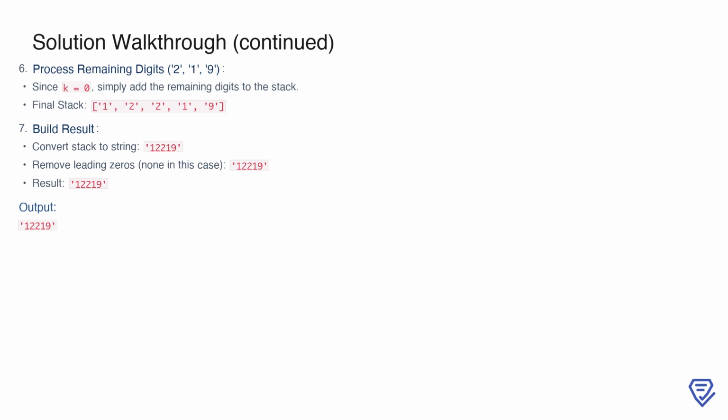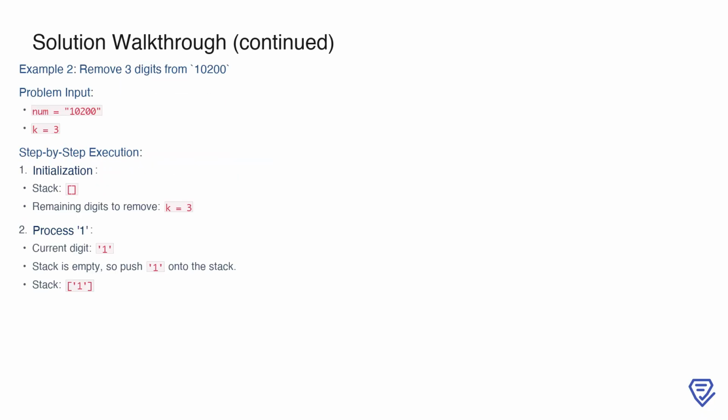To build the result, we convert the stack into a string, yielding 12,219. Since there are no leading zeros to remove, the final result remains 12,219. Thus, the output for this example is 12,219.